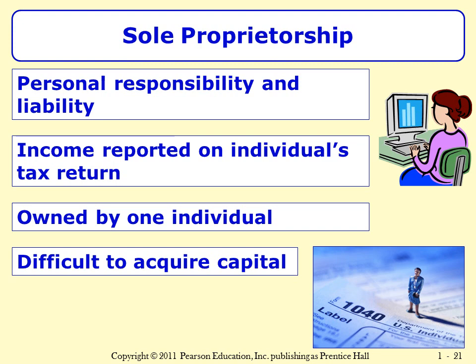In order to acquire capital for a sole proprietorship, you have to rely on your own ability to generate money and to borrow money, or have gifts from family, or your own savings. So your opportunities for gathering capital are limited compared to some larger businesses.